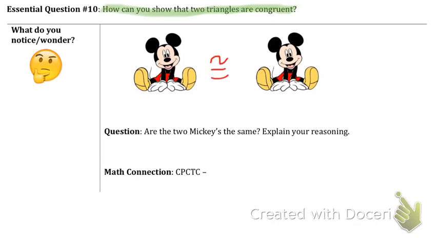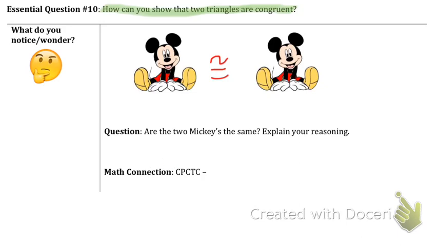So the left Mickey is exactly the same as the right Mickey, which means we can say they are now congruent. When we have shapes in geometry that are congruent, their parts are congruent. For example, Mickey's nose on the left Mickey is the same as Mickey's nose on the right Mickey. That's called a corresponding congruent part. And that brings us to this math connection down here, something you learned in IM2.